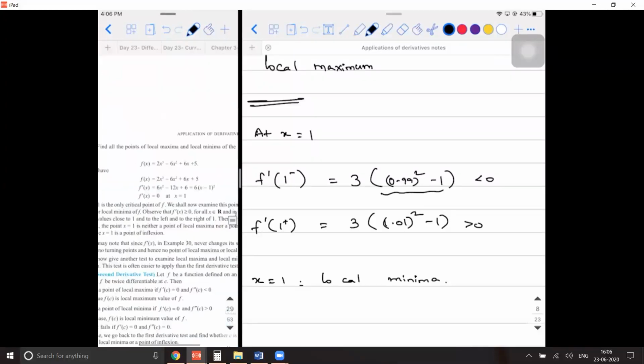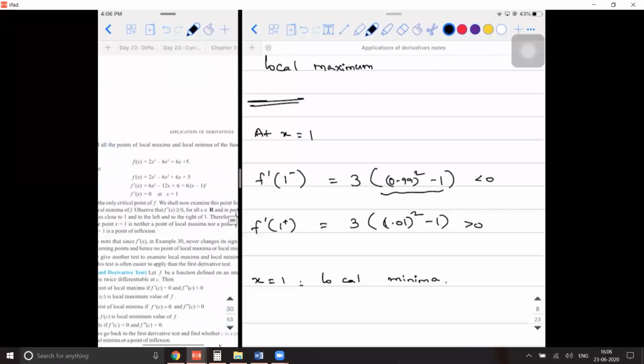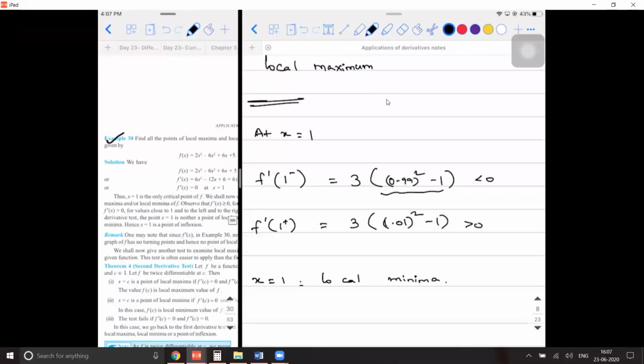Can you people try the next one using the same first derivative test? Example 30: find all points of local maxima and local minima of the function f given by... See, generally, if a cubic equation is there, there is a possibility of you getting 2 stationary points, because when you differentiate a third degree equation, you get second degree. For example, if it is a fourth degree equation, there will be a possibility of getting 3 stationary points. It keeps going like that. So you need to be clear with that concept also.